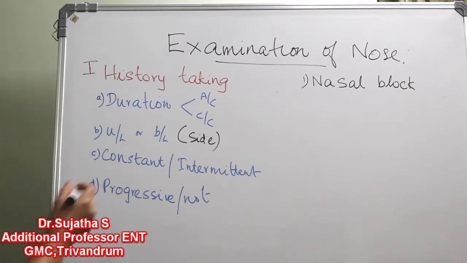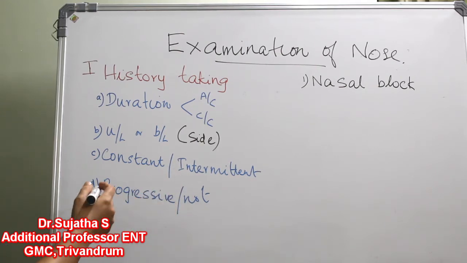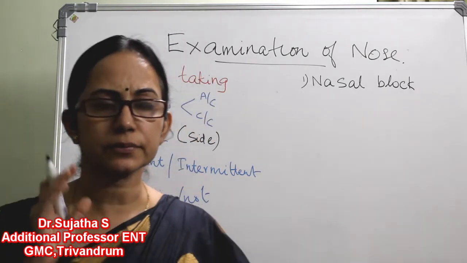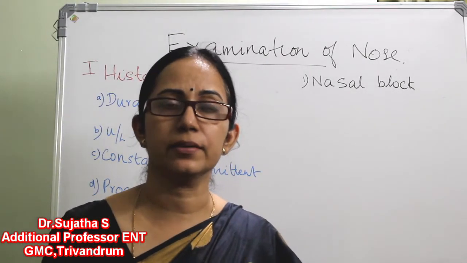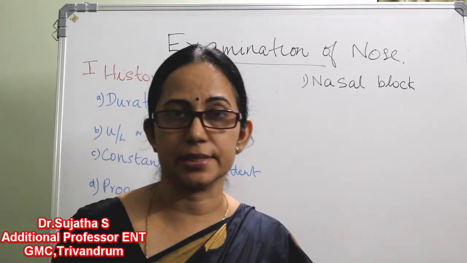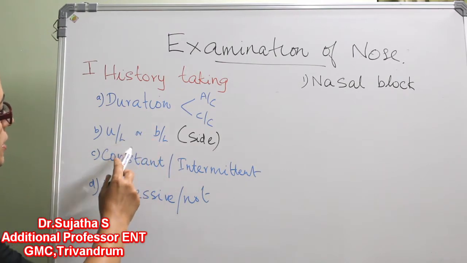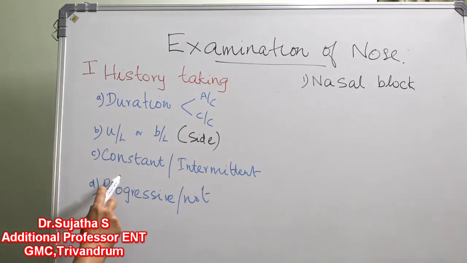Okay. And whether the nasal block is constant or intermittent, you have to ask whether it is progressive or not. If it is progressive, then you can think in terms of a mass lesion which is enlarging in size. Okay. So that is about the nasal block. Ask about the duration, either side of nasal block, unilateral or bilateral, constant or intermittent, and whether it is progressive or not.